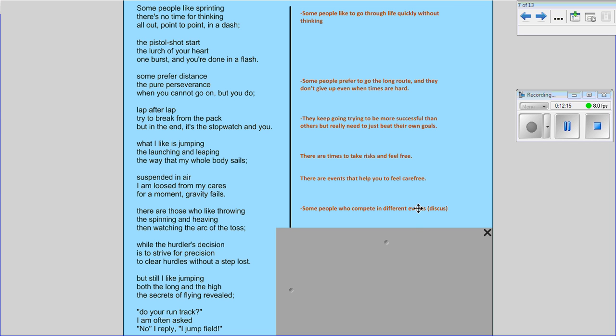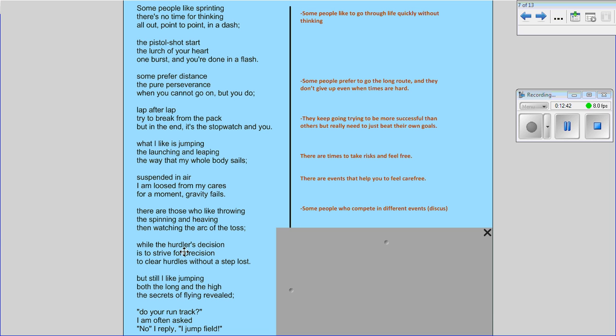Well, what this means is there are some people that compete in different events. Now, specifically here, they're talking about discus, but we know that in life, what they're referring to here is just that there are people that like to do different events. There are different events that make people feel like they're taking risks and feeling free. There are different events that make people feel like they don't have to worry.